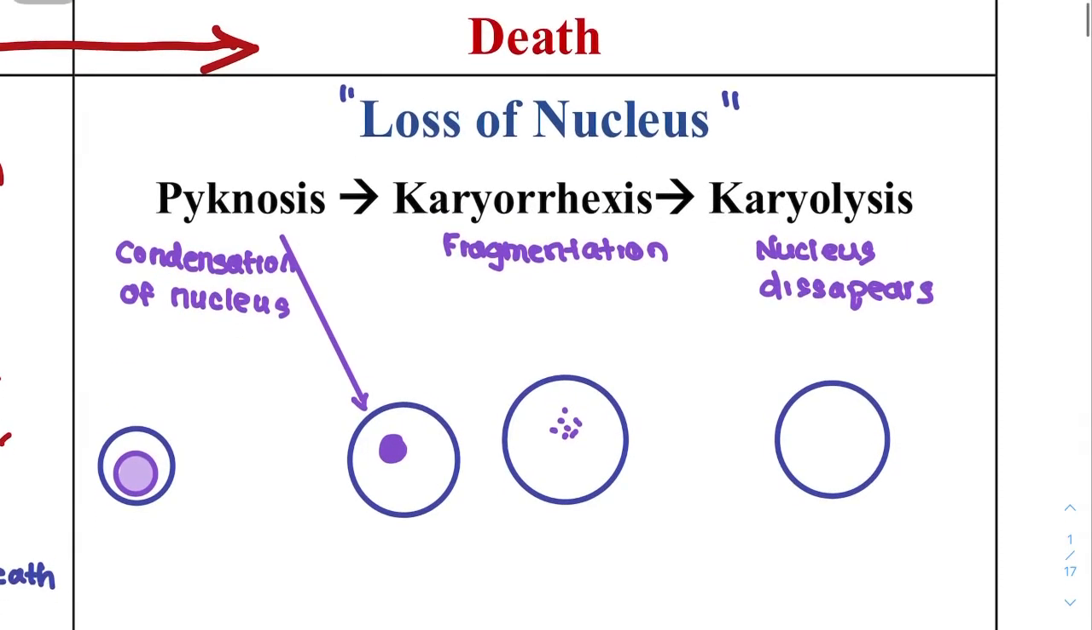The nucleus has first condensed, then it fragments, it breaks into small pieces. And then the nucleus disappears because it is broken down by enzymes inside the cell.